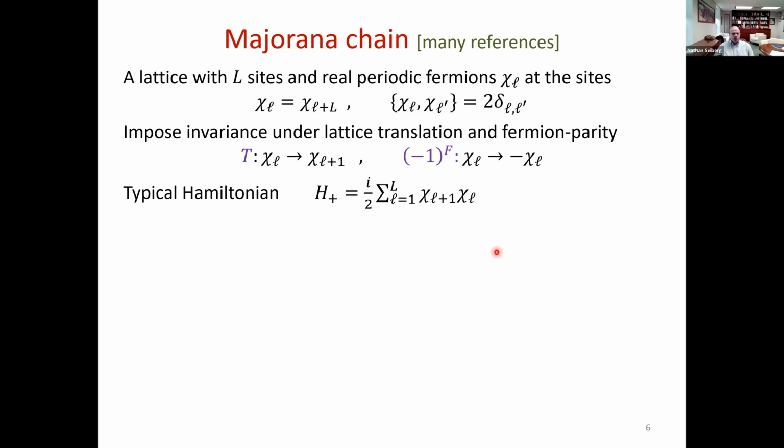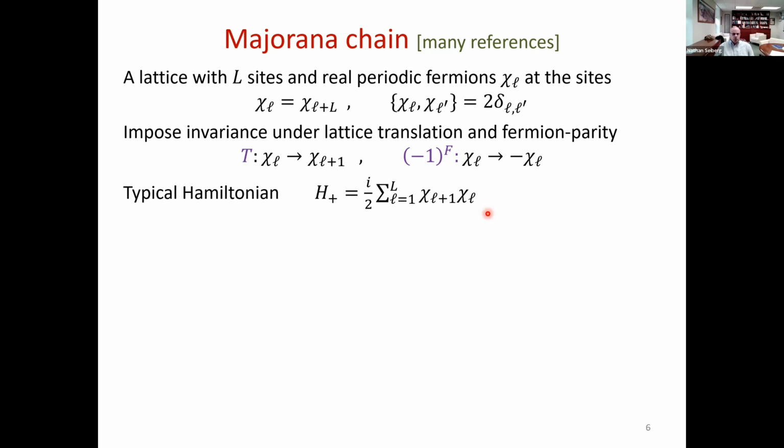A typical Hamiltonian to keep in mind is this one. I put the subscript plus here for reasons that will soon be clear. These are just nearest neighbor interactions. And you can check that it's kind of trivial that these two symmetries are preserved. And this system is actually exactly solvable. I will soon do that. This is an elementary exercise in quantum field theory 101. This is one of the simplest systems that we study.